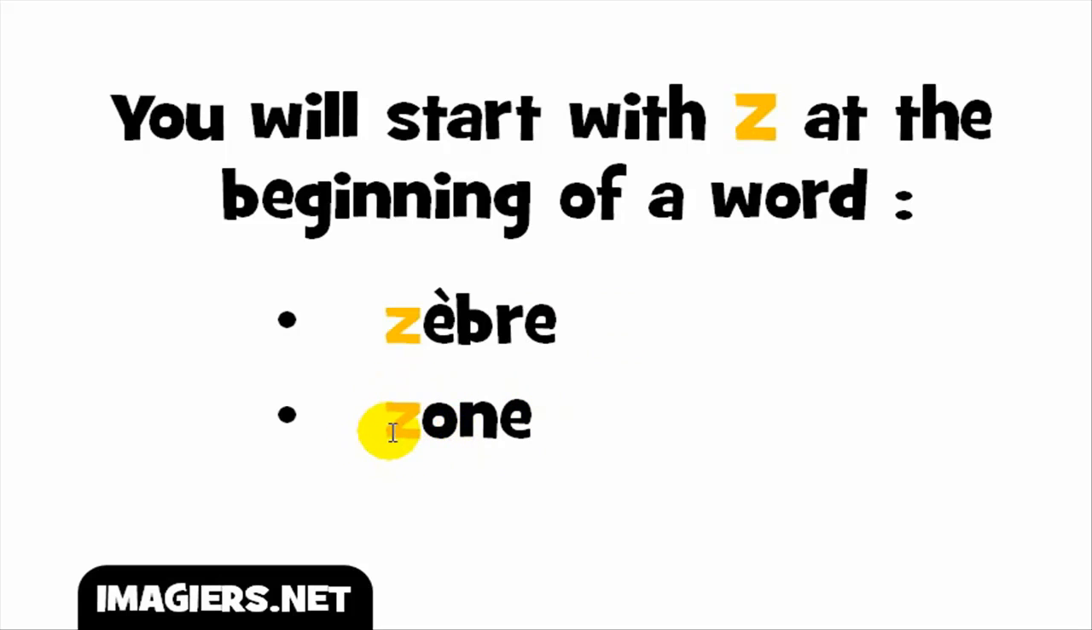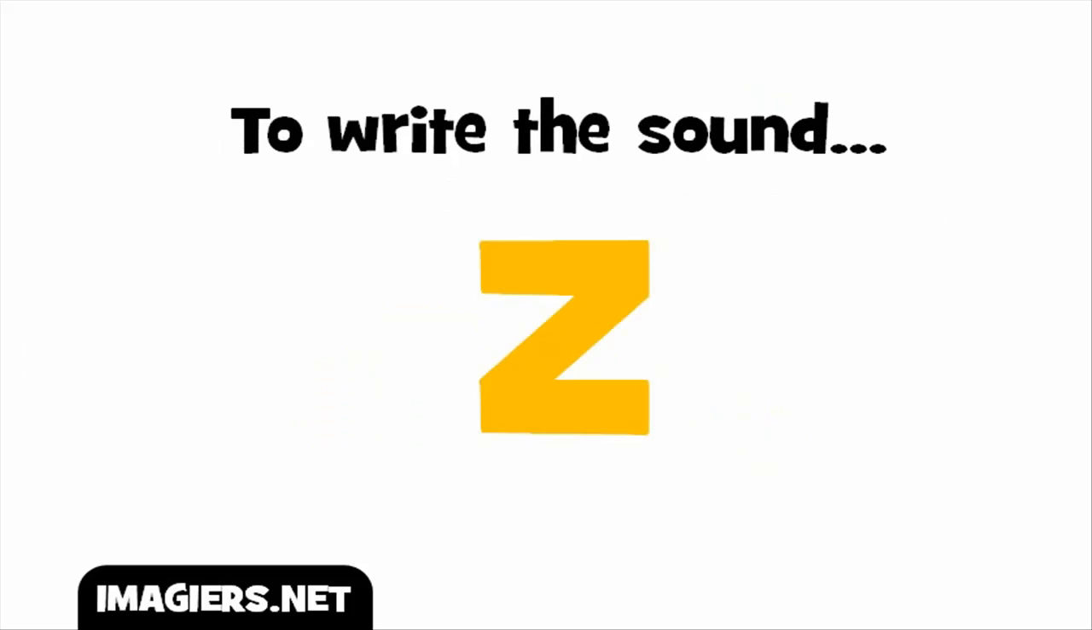Same thing. If you want to combine Z with O, you will get the sound zo. I tend to insist a little bit on it just to make it clear for you. The full word goes like zone. Let's see them again. Zèbre and then zone.